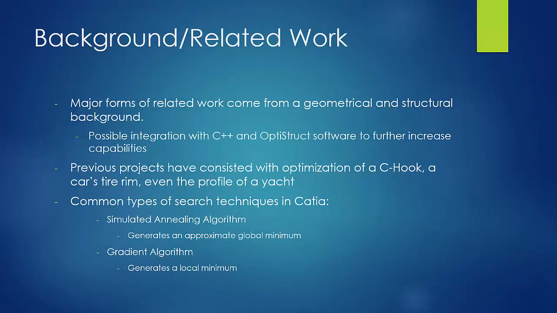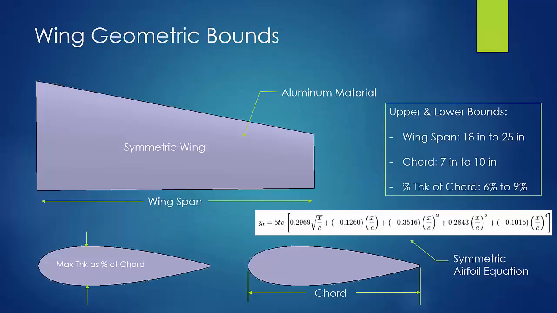My background with CATIA was mostly used as seen from an optimization standpoint. It's more of a geometrical and structural kind of system and software. However, you can actually link it with C++ and OptiStruct. Several projects that you can see, such as C-hooks and car tires, you can use with CATIA, varying the geometry and structural integrities. Common search techniques that are used are the simulated annealing algorithm and gradient algorithm. For this project, we did a simulated annealing algorithm to find a global minimum.